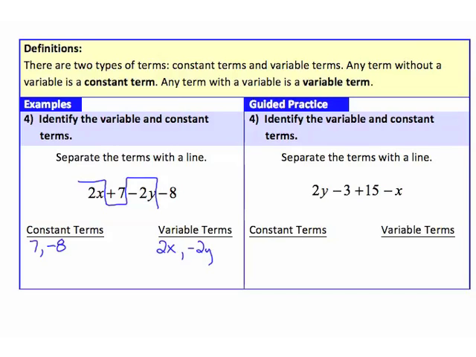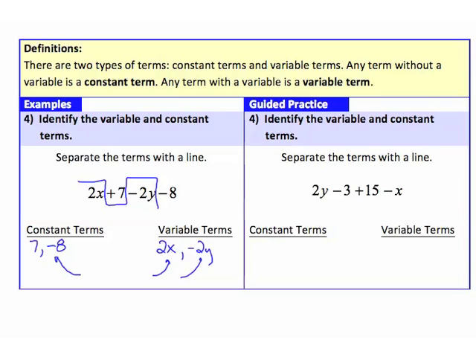And again, you can see why we call these variable and constant terms. I can put different values in for x and y here, so these terms can vary. Over here, these terms are never going to vary because they don't have any variables in there, so they're going to remain constant. Now it's time to check your understanding of identifying the constant and variable terms in an expression. Pause your video player and answer this guided practice question. When you're done, hit play to see how you did.